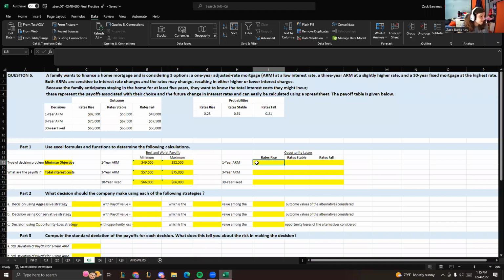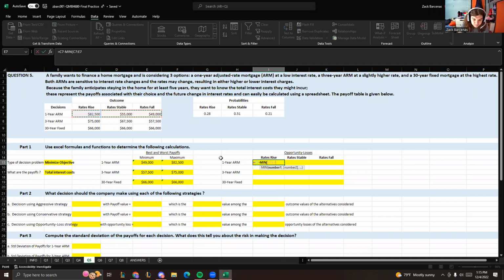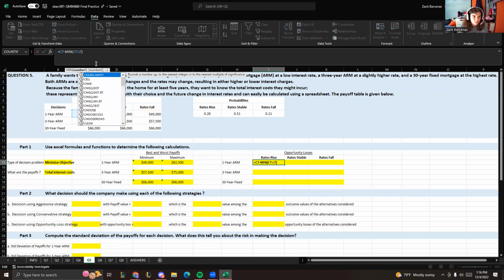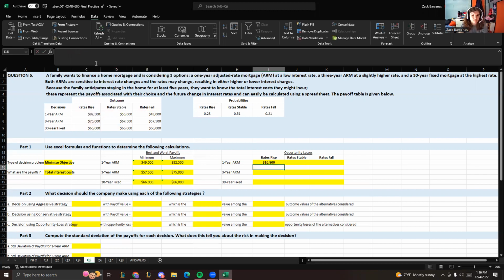Okay, so then what we want to do is, right here, this value, because it's the maximum, and then we want to subtract it by the minimum of this column, like that. Oh, just kidding. We want to go down like that.